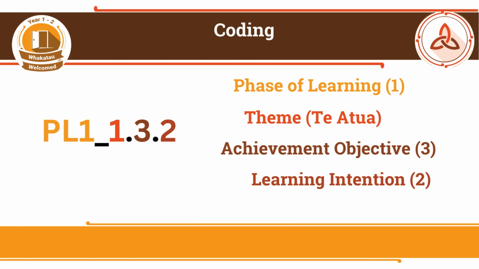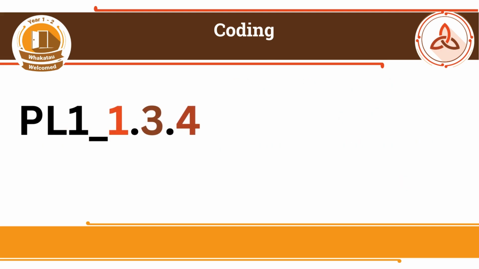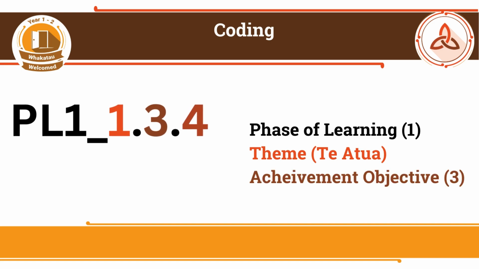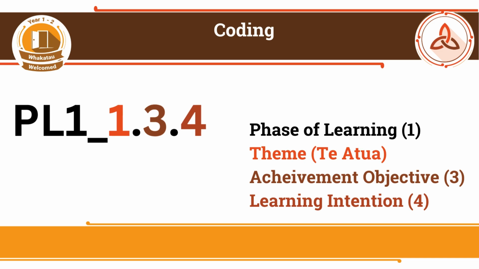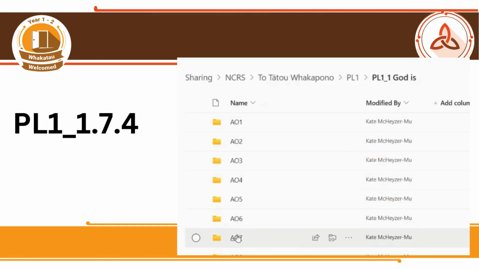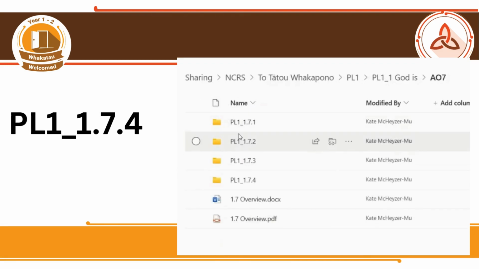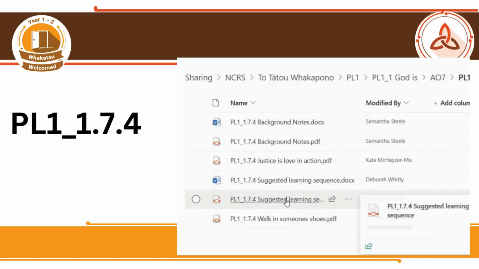The coding can seem a little daunting at first. In this example, we can see that PL1 is Phase of Learning 1, _1 is the theme Te Atua, point 3 for AO3, and point 2 for Learning Intention 2. In the second example here, we're going into the same Phase of Learning 1, where again in the Te Atua theme, we're still in AO3, but this time we're looking at Learning Intention number 4. It may be confusing at first, but it definitely grows on you and is an easy way to find the learning intention that you are after.